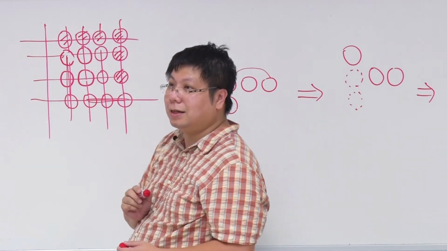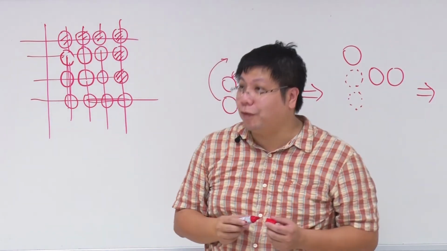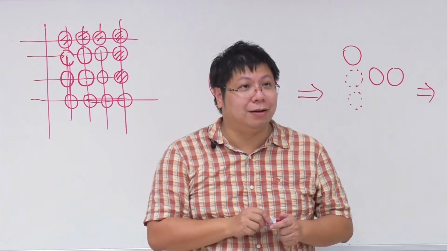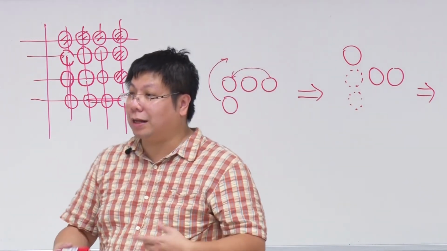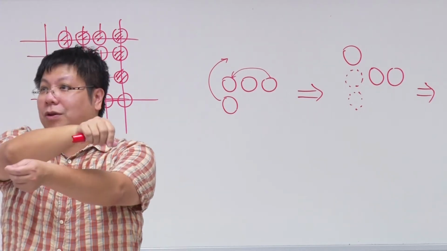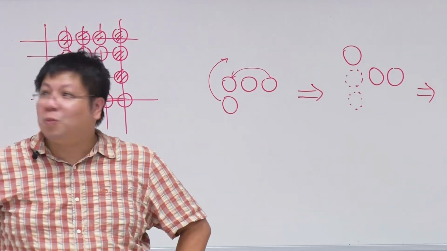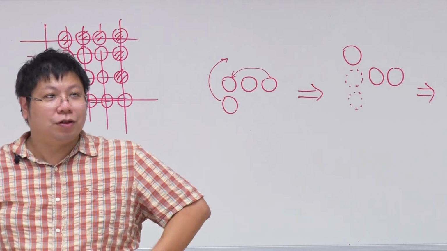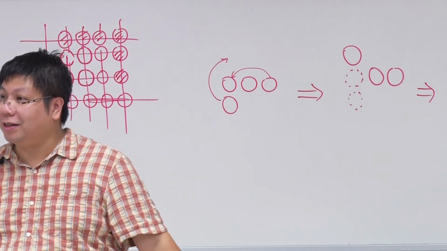Is that okay? Then what do I have? I have a 2 by 2 now. Now, if I have a 2 by 2, then what can I do? I jump one over here, jump the other over here, and jump one over there. So I can get one left. Is that okay? So 4 by 4, I can do the elimination.